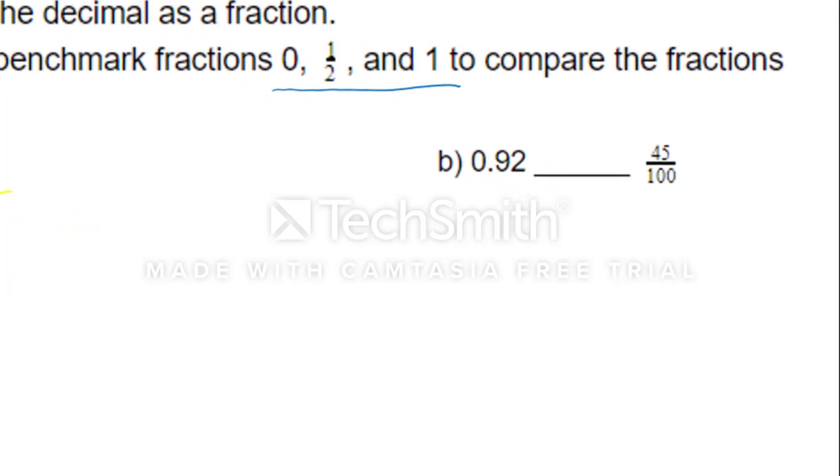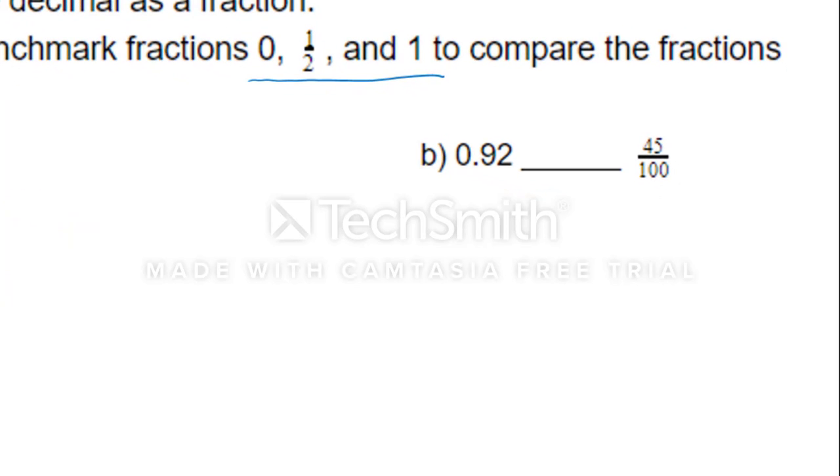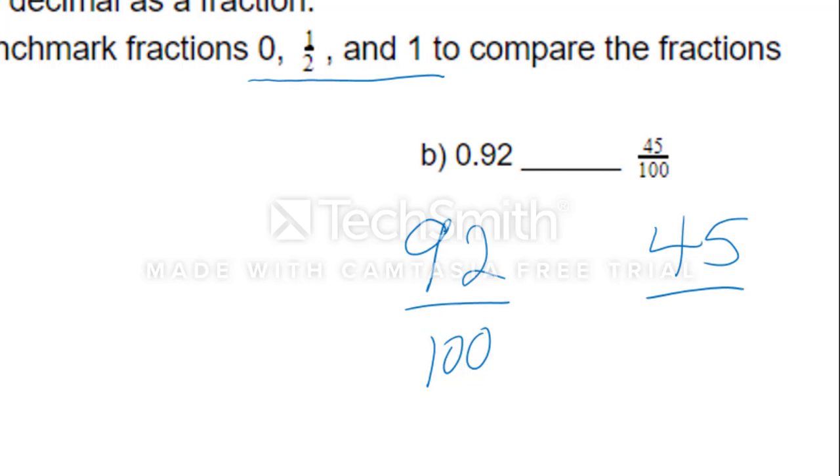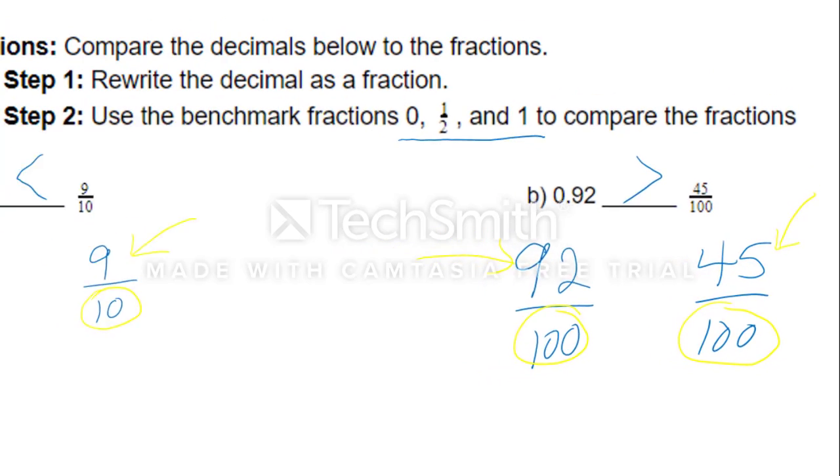Let's move on to part B, 0.92 compared to 45 hundredths. Let's see, 0.92 I can write as 92 over 100, and 45 hundredths is already written as a fraction. Oh, it looks like once again that the denominators, which is the number on the bottom, are the same. That's telling us the total number of pieces. So we just have to look at the numerator, which is the top number, which tells us how many parts are shaded or how many parts are taken. So 92 is actually bigger than 45. So 92 hundredths is bigger than 45 hundredths.